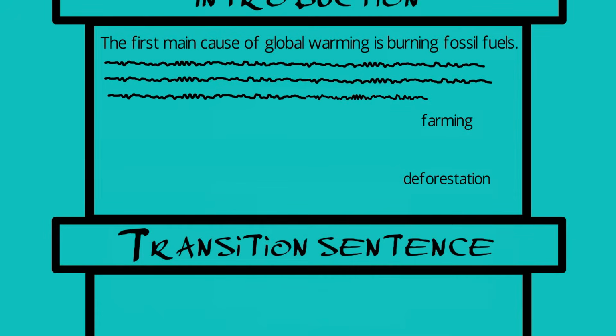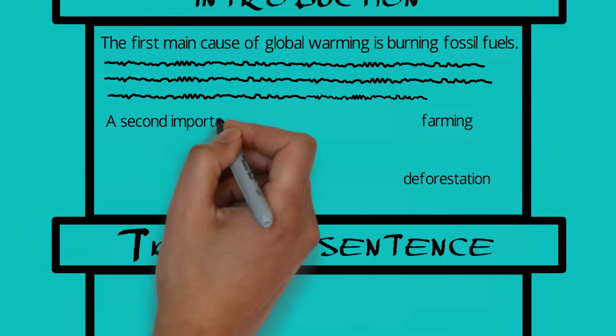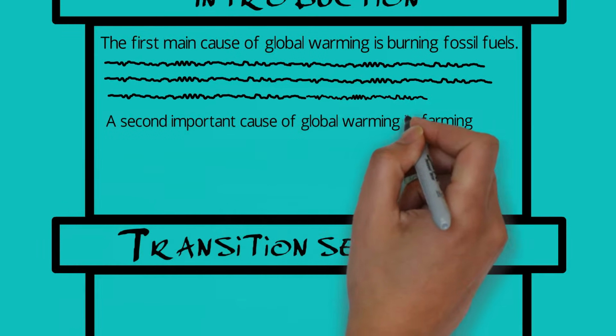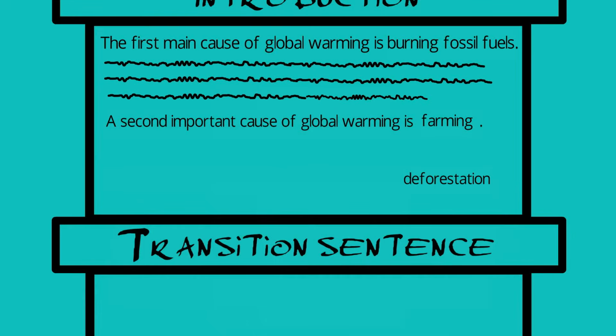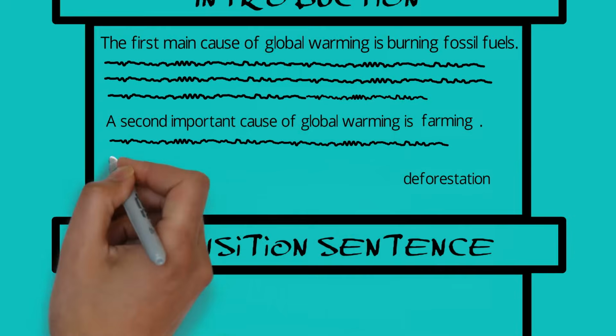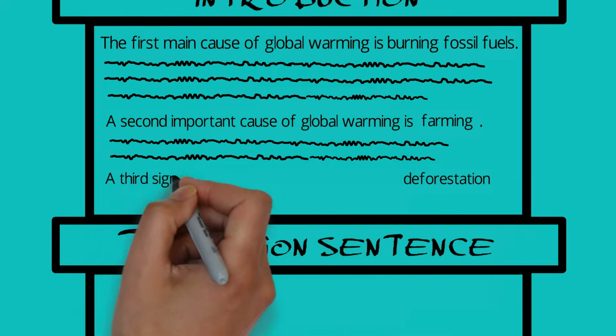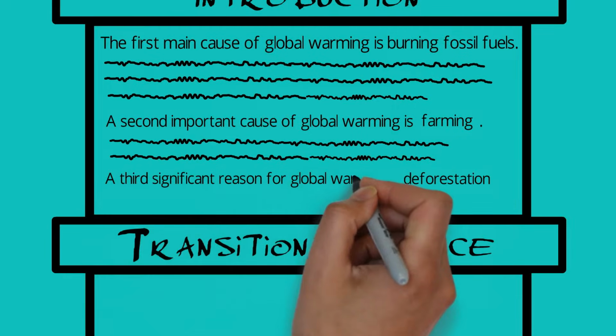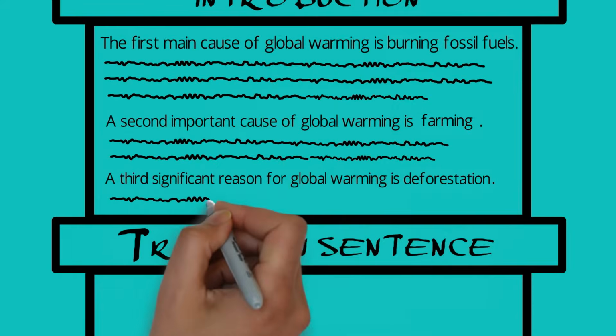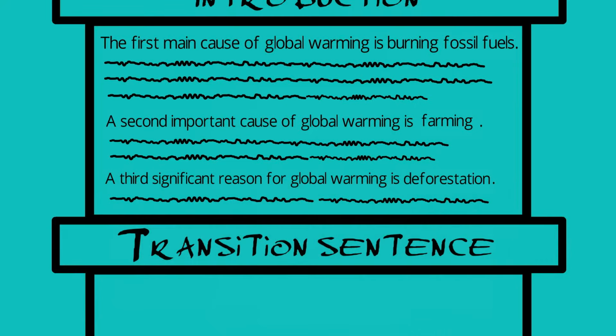So looking at the second idea, farming. Again, let's make a topic sentence. A second important cause of global warming is farming. And again, we need to add some supporting sentences with reasons, facts, examples, and so on. And then our third topic sentence. A third significant reason for global warming is deforestation, followed again by examples, reasons, facts, and so on.